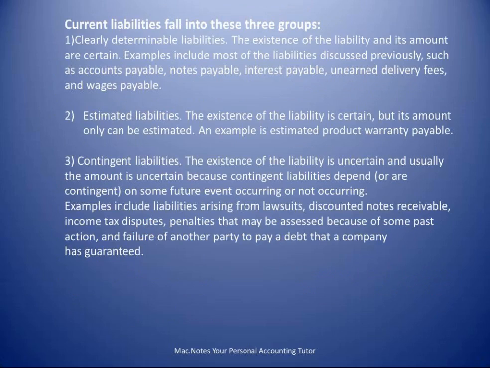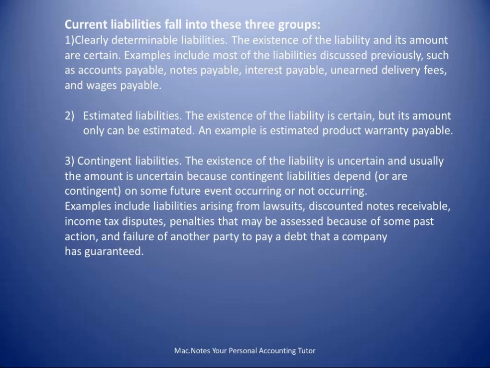There's another type of group, estimated liabilities. That is, the existence of a liability is certain, but the amount is not. We do not know exactly how much that liability will be. For example, warranties. If we offer warranties, we know we'll have a liability, but we don't know how much.